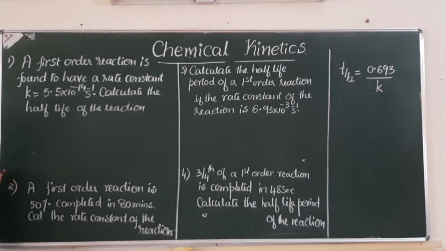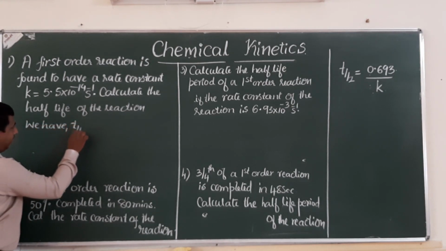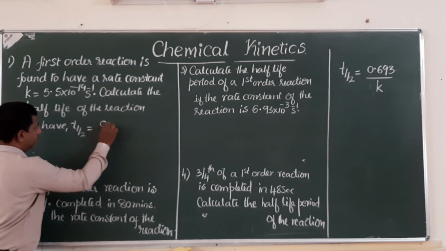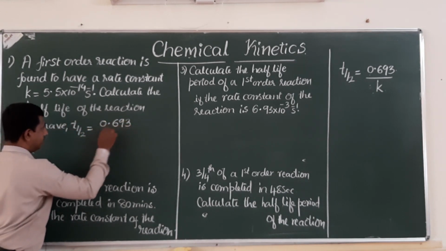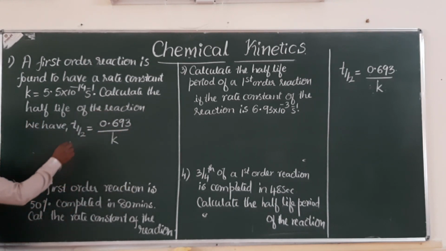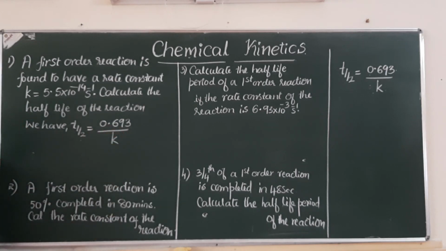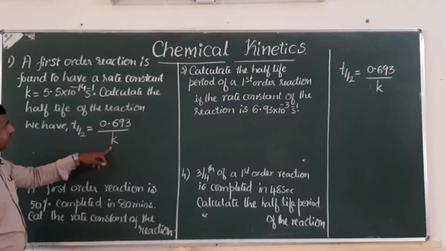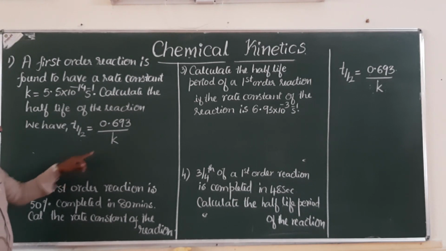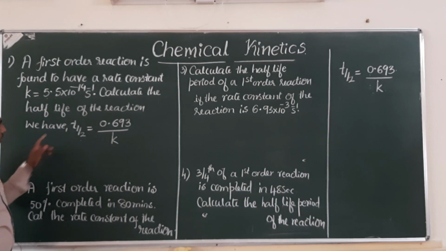Let us write the expression first. Half-life period T half is equal to 0.693 by K, since it is for a first order reaction. What is K? K is the rate constant. The value of K is given: K is equal to 5.5 into 10 to the power minus 14 per second.